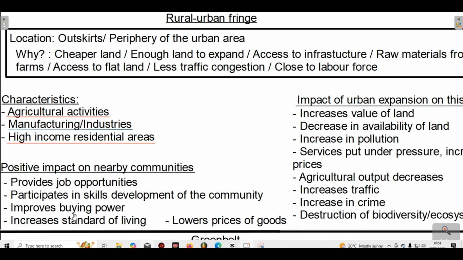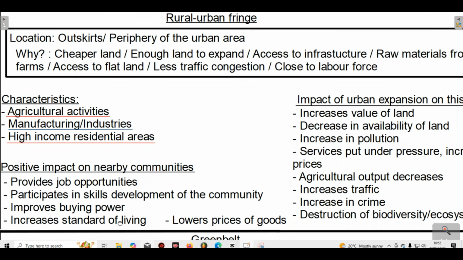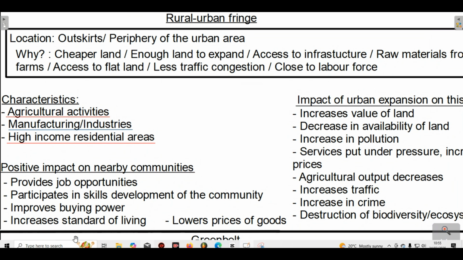You are able to afford even better housing, even a better shelter. If you were staying in a shack or in one of the buildings that you'll get in the informal settlement, now you are going to be able to maybe rent an RDP house or one of the low cost buildings. Now that increases your standard of living, and your affordability increases as well, because now you are able to buy things that you were not able to buy. So that's what we're talking about there.